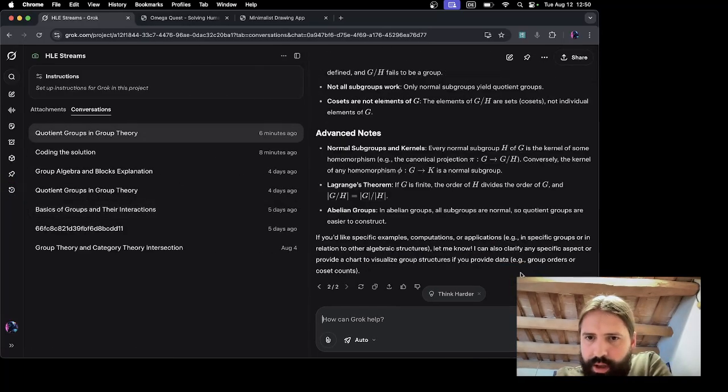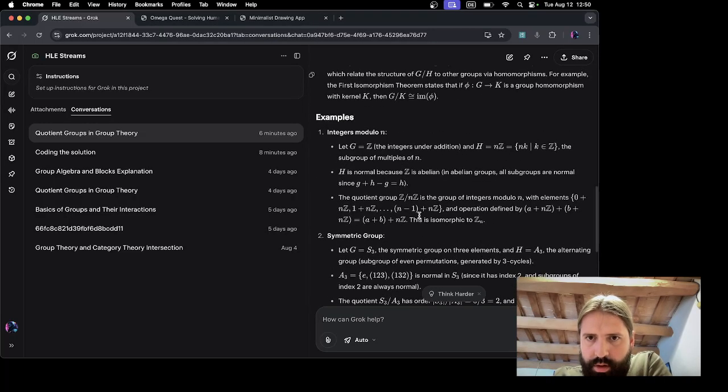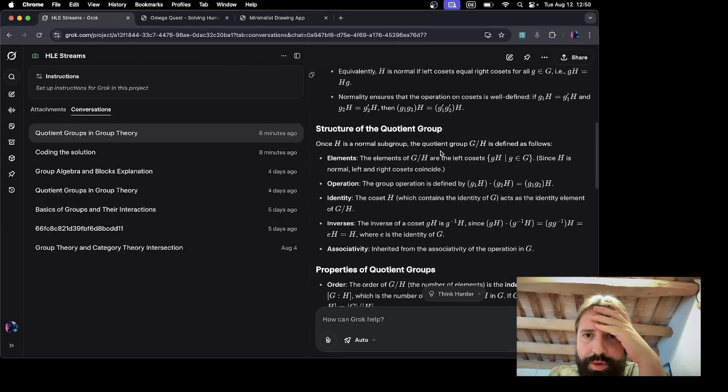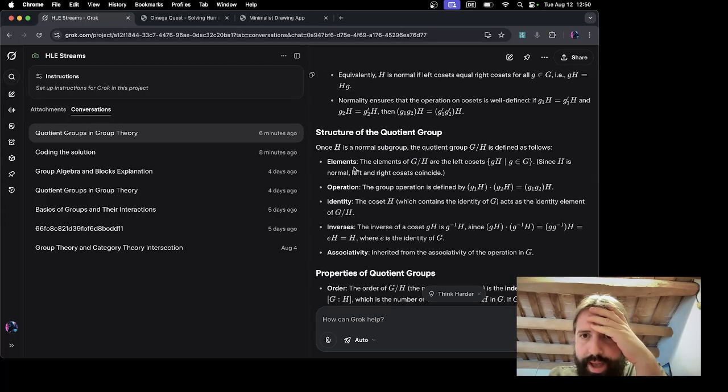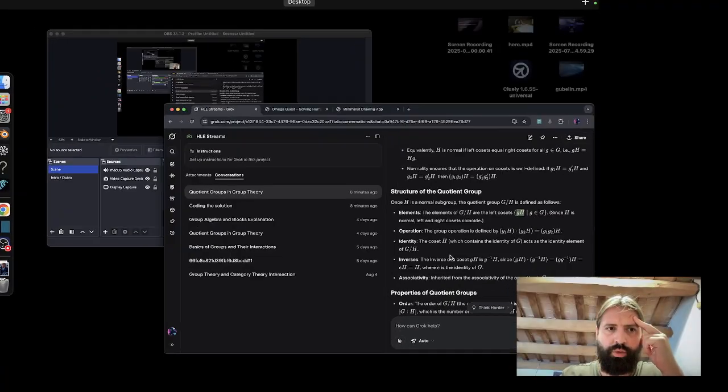Quotient groups in group theory. Structure of quotient groups, elements. Okay, so that's what I was missing. So the elements of G over H are the left cosets gH. Okay, yes. So that is equivalent to doing that. Yeah, now I remember. I was kind of going back to that. Yeah, that's what I was doing.